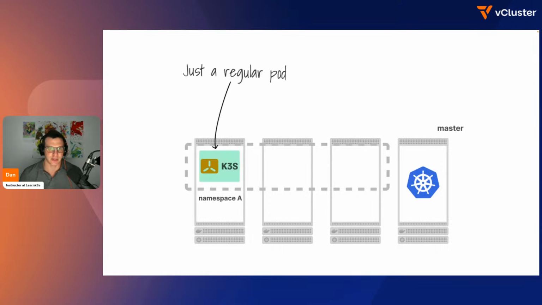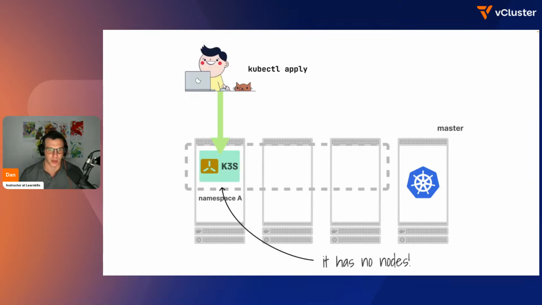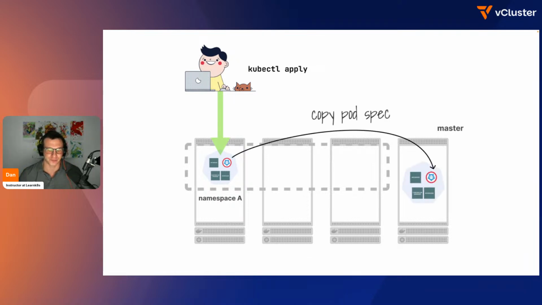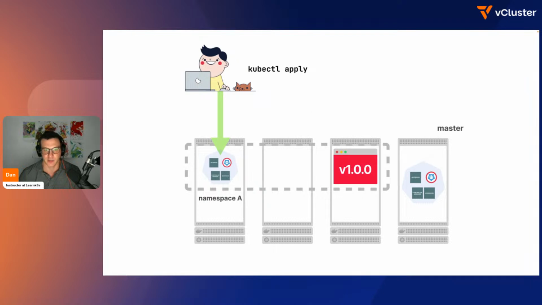So vCluster will basically create a control plane as a regular pod, but that control plane has no node, right? So if you create a pod, that pod is stuck. It doesn't go anywhere because the database is the wrong database. So instead, what vCluster will do is basically look inside the database and copy that pod from the nested control plane to the main control plane. And then the main control plane will just schedule it as normal, and the pod will be created inside the main cluster. So this is basically the secret sauce for vCluster.